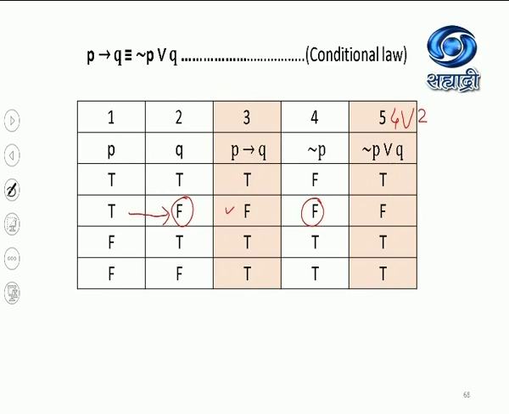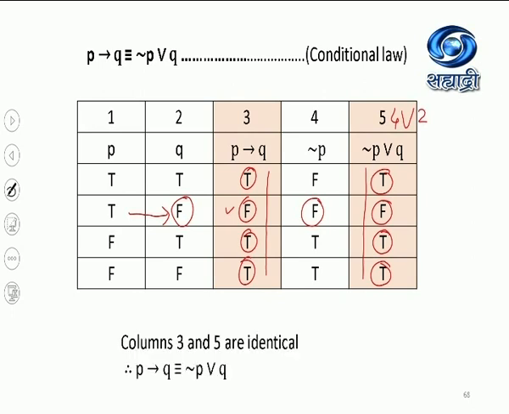I don't have the two truth tables, I have only one truth table. So how do I conclude? Entries in column 3 and 5, you can see, are the same: T, F, T, T, T, F, T, T. So how do I conclude? Conclusion is very, very simple with reasoning. Columns 3 and 5 are identical. Therefore, P implies Q is equivalent to negation P or Q. See how simple it is.